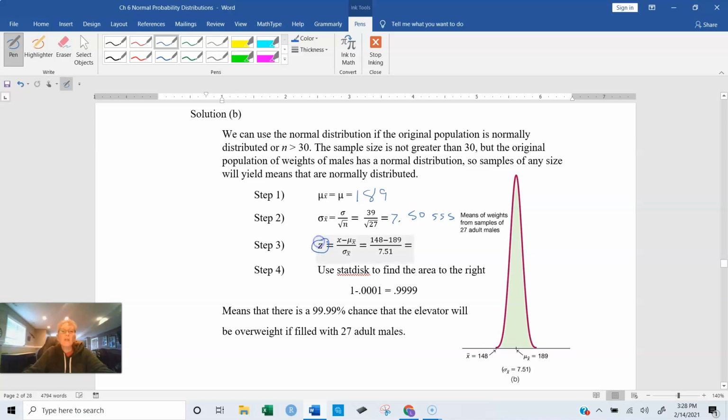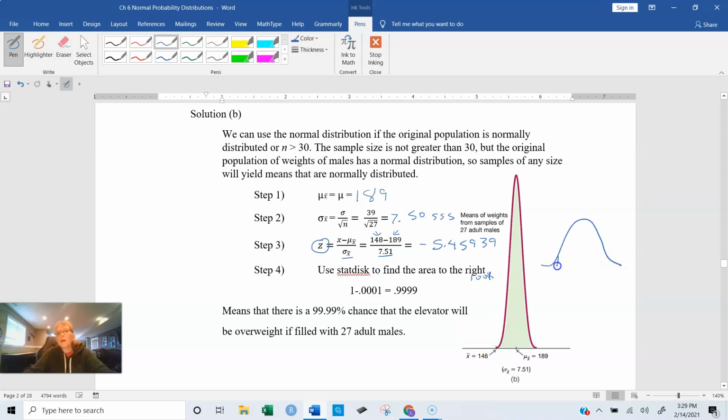Now I've got to calculate my z-score. So that's x, the value I'm looking for, 148, minus my average, which is 189, over the 7.51, which is my standard deviation for this many people. When you type that in, you're going to get a negative 5.45939. All right, if we use StatDisk to find the area to the right, it's actually going to tell you 100%.